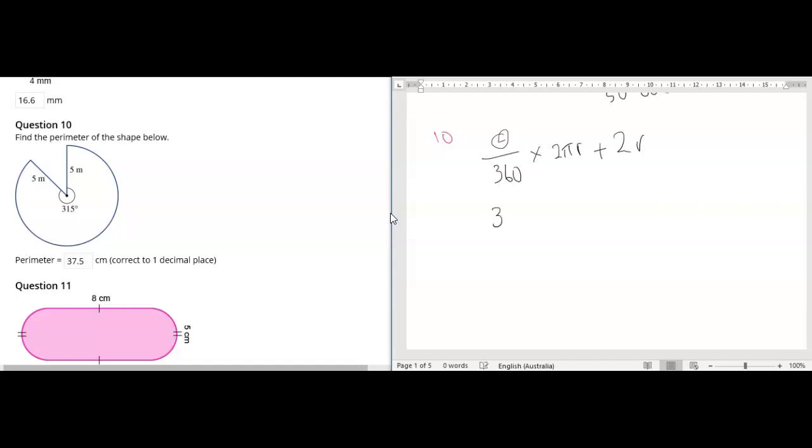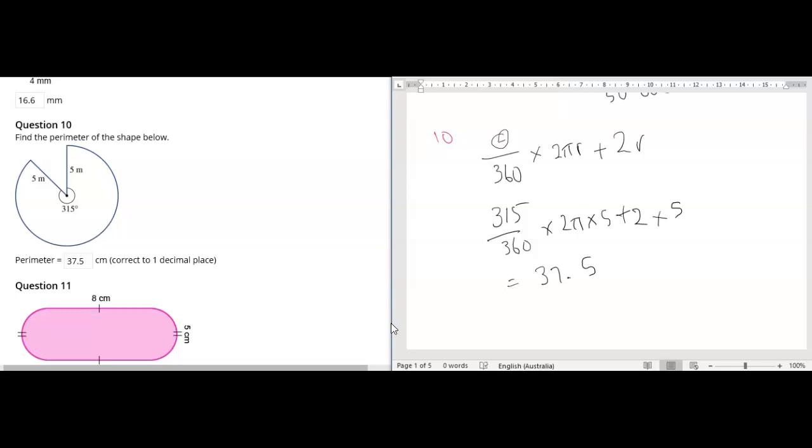So theta, your angle is 315 over 360 times 2 pi times 5. Okay, so your radius is 5 plus 2 times, oh, love it how I say something yet I write something different. Okay, so that should have been a plus sign, sorry. Plus 2 times 5. And now that looks like a plus, but that should be a times. Okay, so when you put that all into your calculator, you will get 37.5. All right, correct to 1 decimal place.